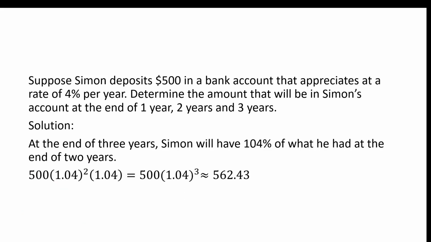$540.80. At the end of 3 years, we'll take the amount of 500 times 1.04 squared and multiply it by 1.04 because, again, Simon's money is increasing by 4% per year. So that's like saying 500 times 1.04 cubed, which is roughly equal to $562.43.